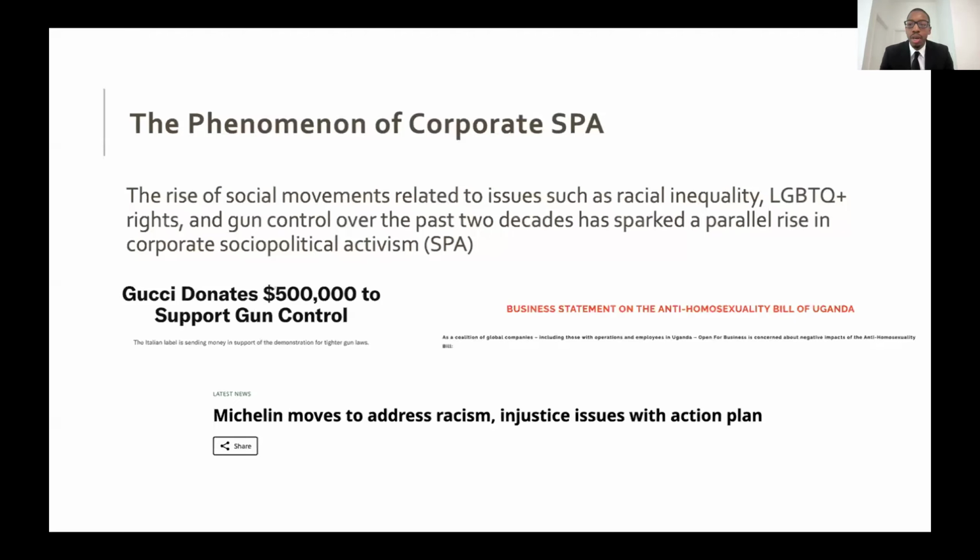Back in 2018 in the US, there was a mass shooting at a high school in Parkland, Florida. This led to a number of firms, including Gucci, to make donations to address this cause. In 2020, you had the murder of George Floyd in the US, and that led to a number of firms, both non-US and American firms, addressing this, such as Michelin, trying to come up with an action plan to take care of what stakeholders were deeming important to them. And then more recently, in 2023, the government of Uganda enacted an anti-homosexuality bill that led to a number of firms collectively taking a stance and criticizing this bill. And so we see this rise of corporate socio-political activism.